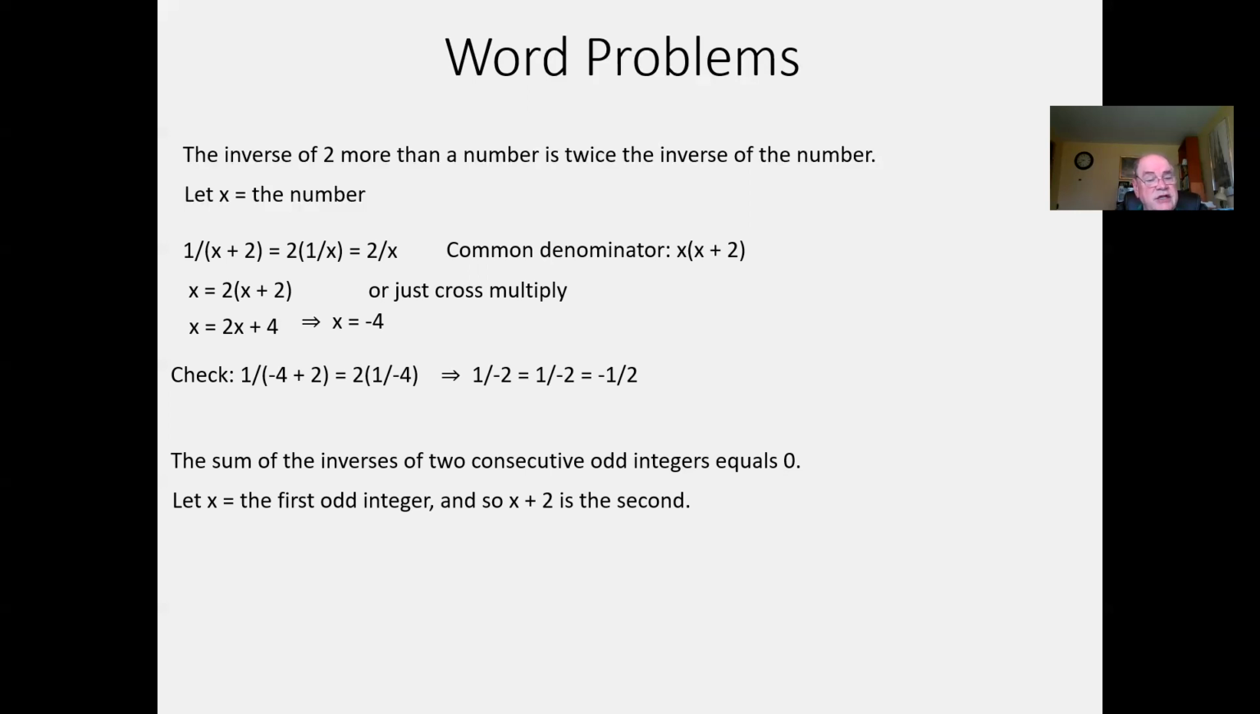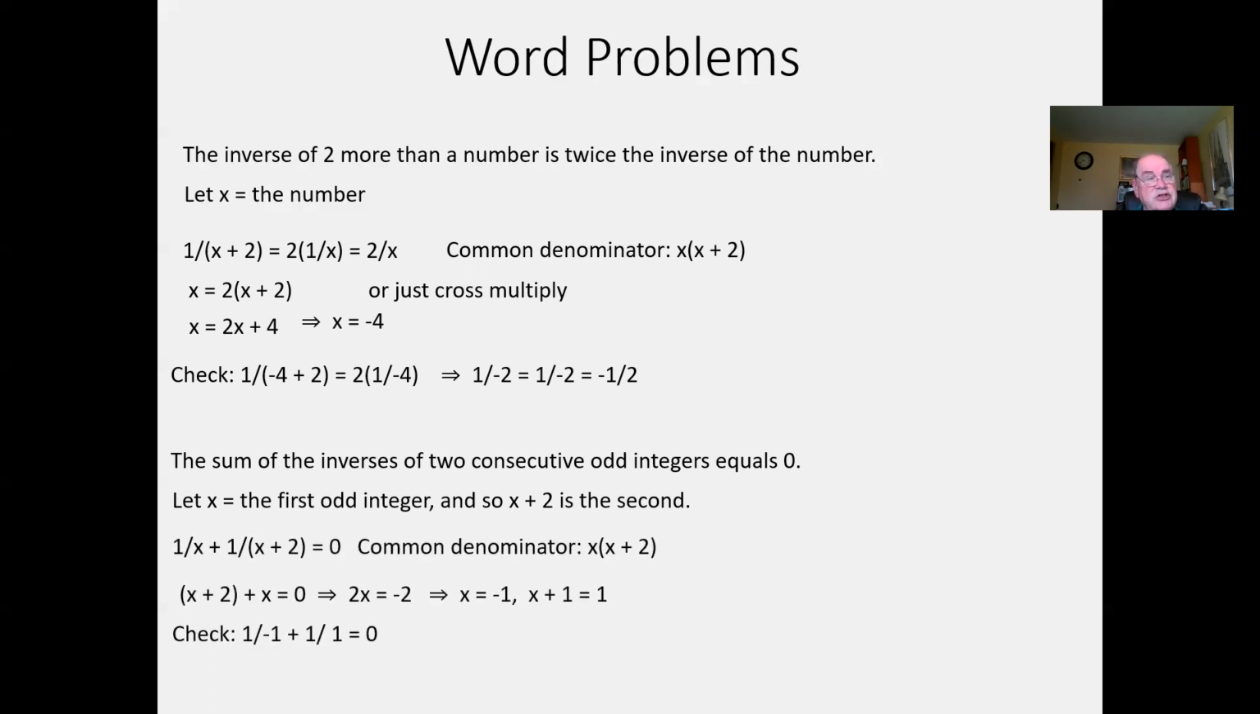Well, let x be the first odd integer, so x plus 2 is the next one. And there are the 2 inverses that I'm adding up: 1 over x plus 1 over x plus 2. I'm told that that's equal to 0. The common denominator is x times x plus 2.